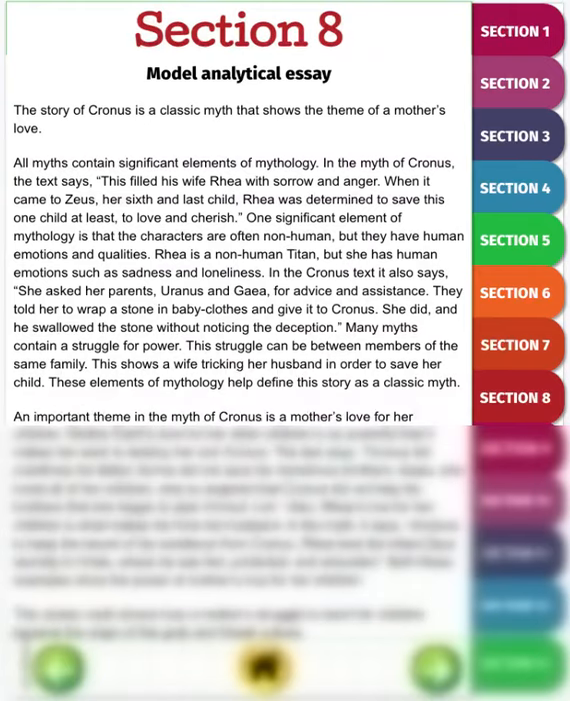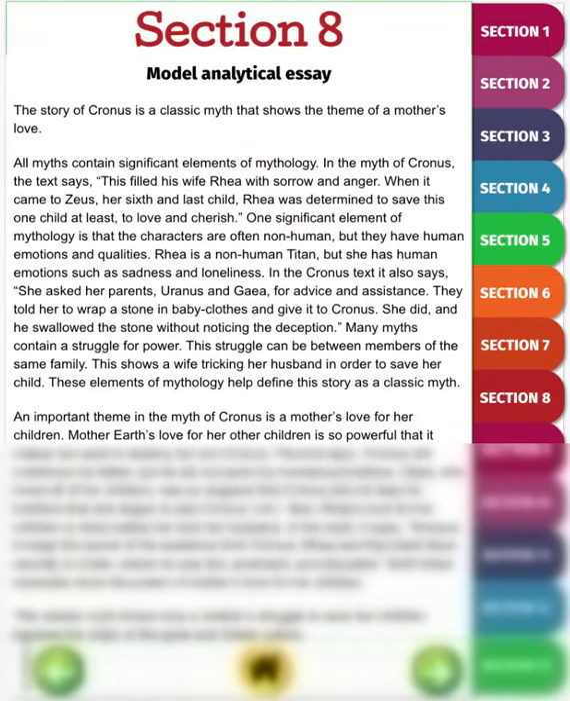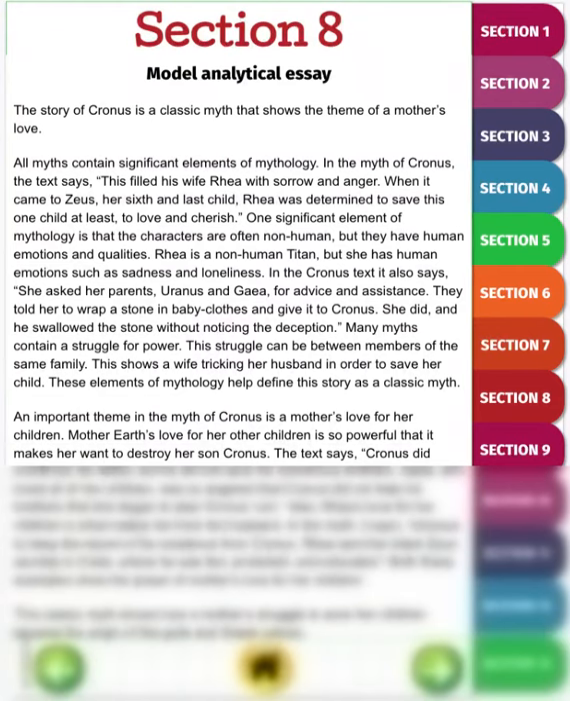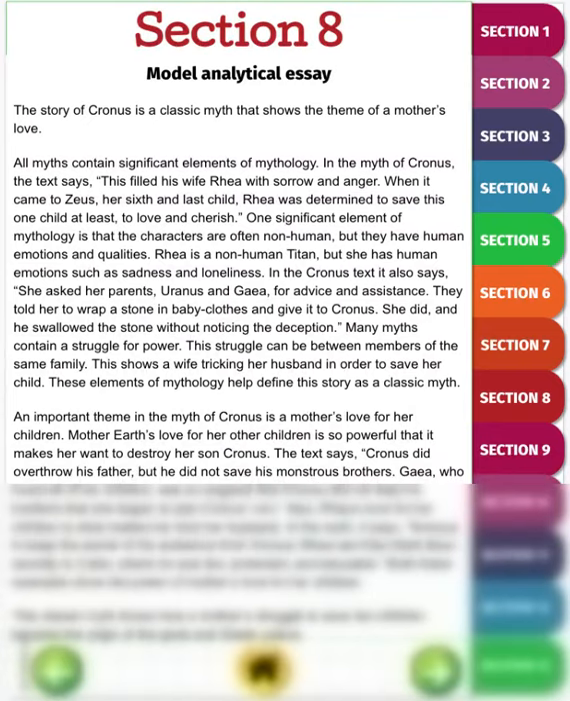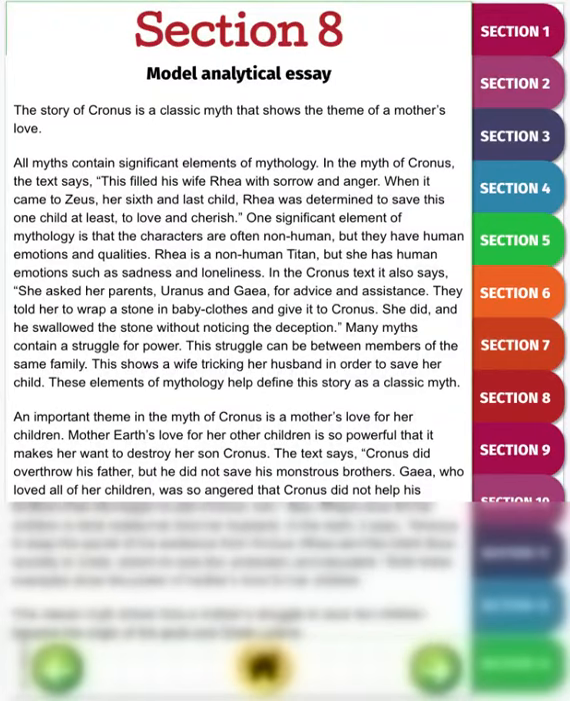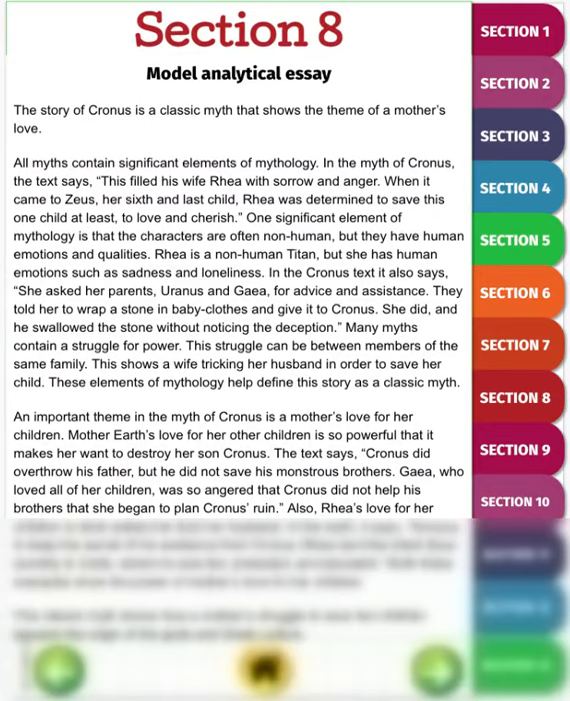An important theme in the myth of Cronus is a mother's love for her children. Mother Earth's love for her other children is so powerful that it makes her want to destroy her son Cronus. The text says, "Cronus did overthrow his father, but he did not save his monstrous brothers." Gaia, who loved all of her children, was so angered that Cronus did not help his brothers that she began to plan Cronus's ruin.